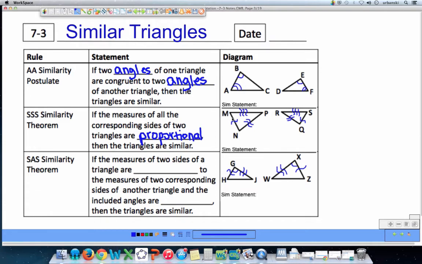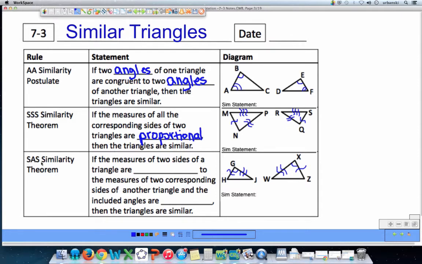Notice here that this is not a congruent sign here. This is a similar sign. This side with one similar mark goes with this side with a matching similar mark. And two similar marks here goes with this side that has two similar marks. So it shows you which sides would go together as a ratio, but they're not congruent.